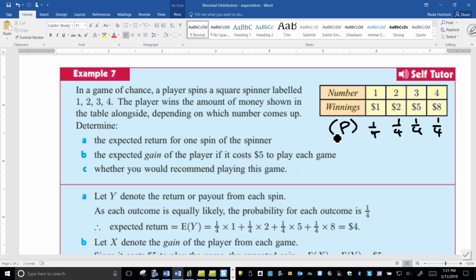Now we're looking for the return. So we're actually not looking at the spinner number multiplied by the probability, but the winnings multiplied by the probability. Yeah, you're happy with that? So we would do 1 multiplied by 1/4, plus 2 multiplied by 1/4, plus 5 multiplied by 1/4, plus 8 multiplied by 1/4. Trace the others? And that works out here. We've got 1/4 plus 2/4 plus 5/4, plus 8/4, which gives you $4.